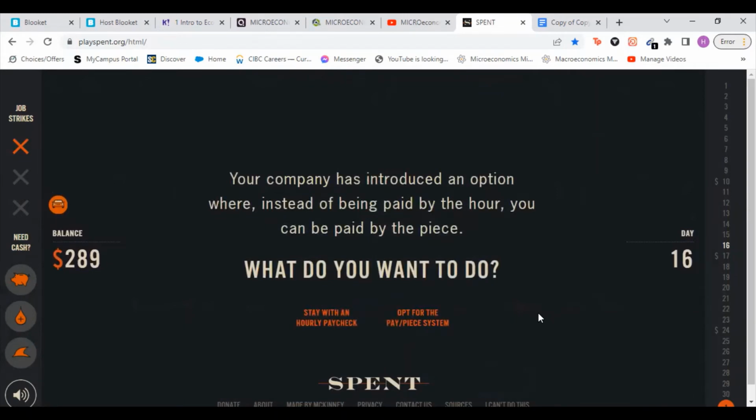Your company has introduced an option where instead of being paid by the hour, you can be paid by the piece. What do you want to do?